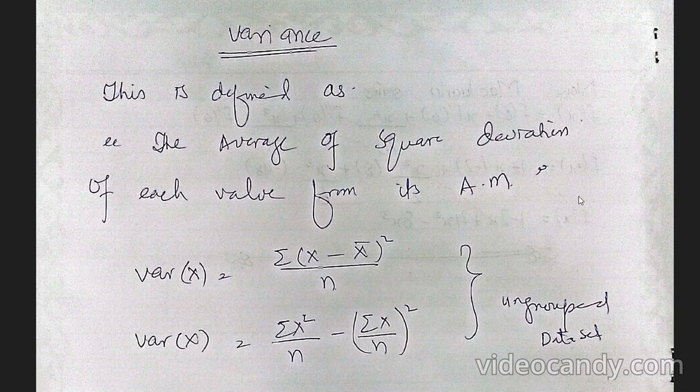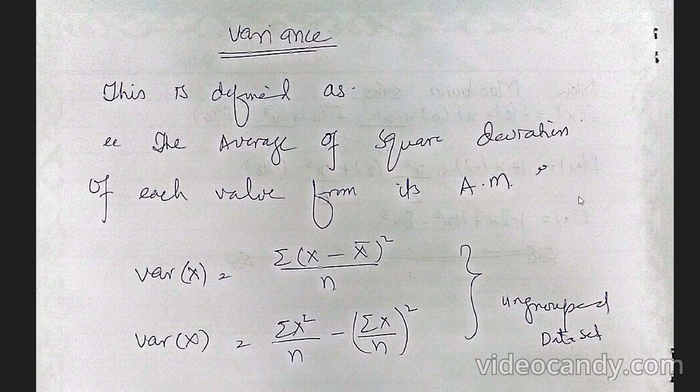The second is variance equal to summation x square over n minus summation x over n, whole square. This second formula is the derived formula. So now the question is why we have two formulas for ungrouped data.